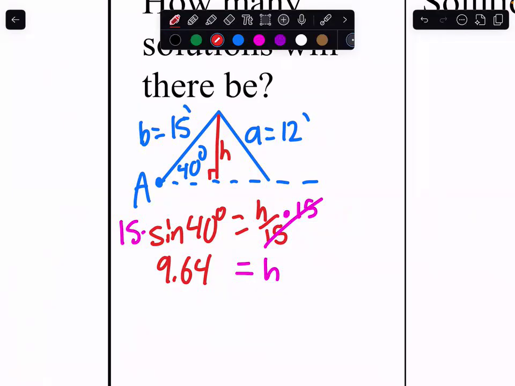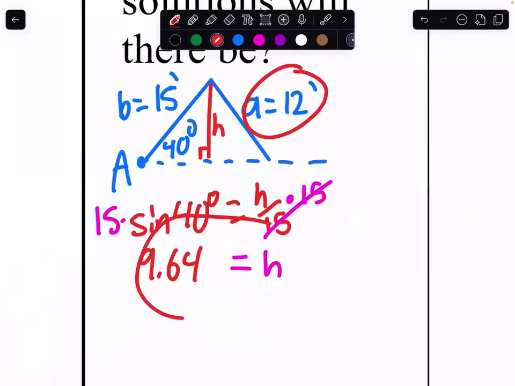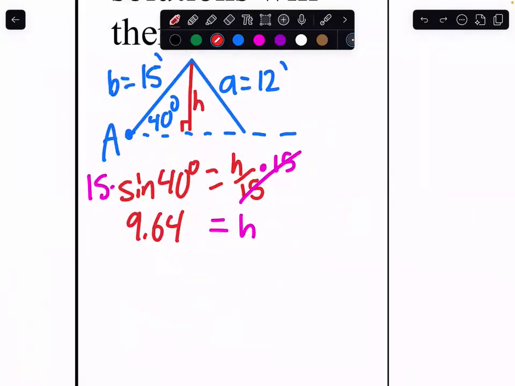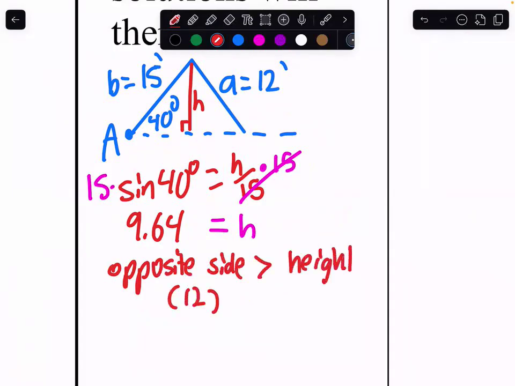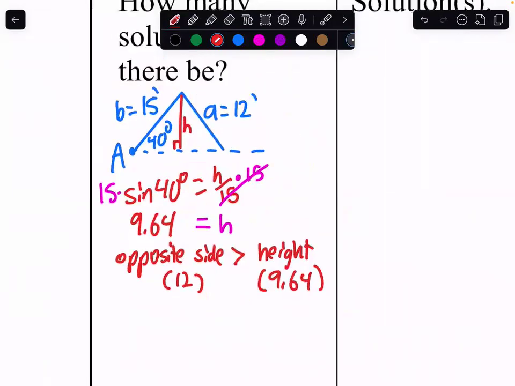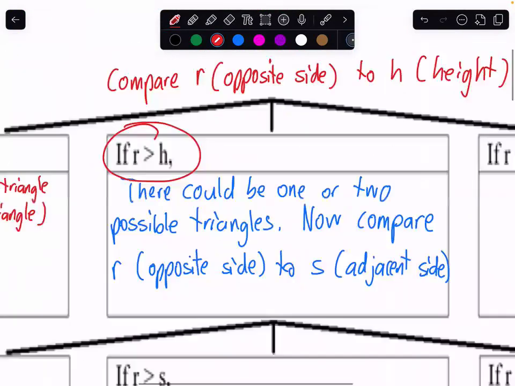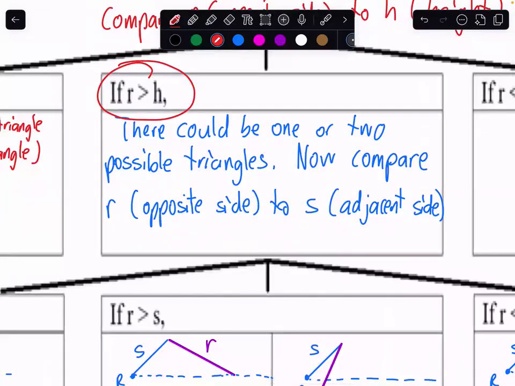What do we do with that? Remember, we're comparing the opposite side to the height. The opposite side of 12 is greater than the height of 9.64. Let's look back at the flow chart until we get more familiar. If the opposite side is greater than the height, you have to do the second comparison. You now need to compare the opposite side to the adjacent side.